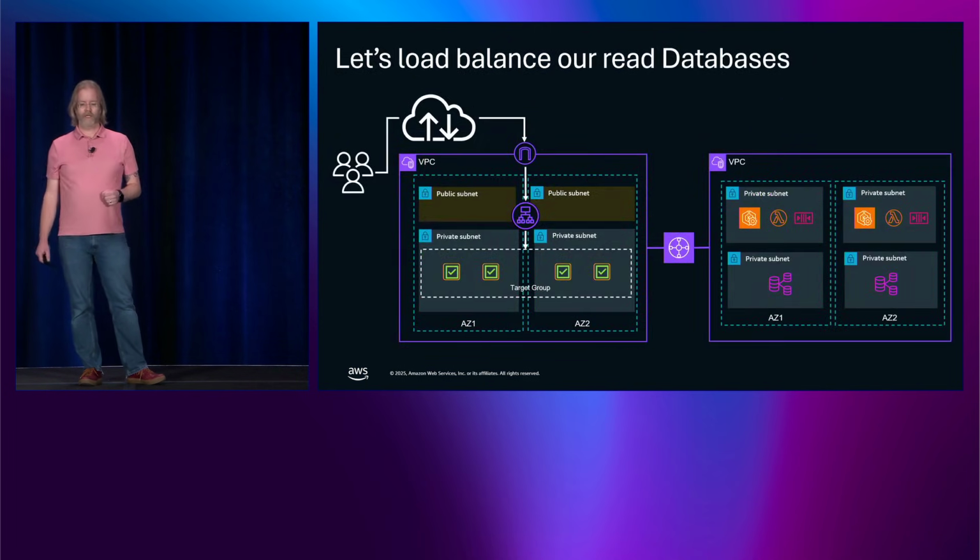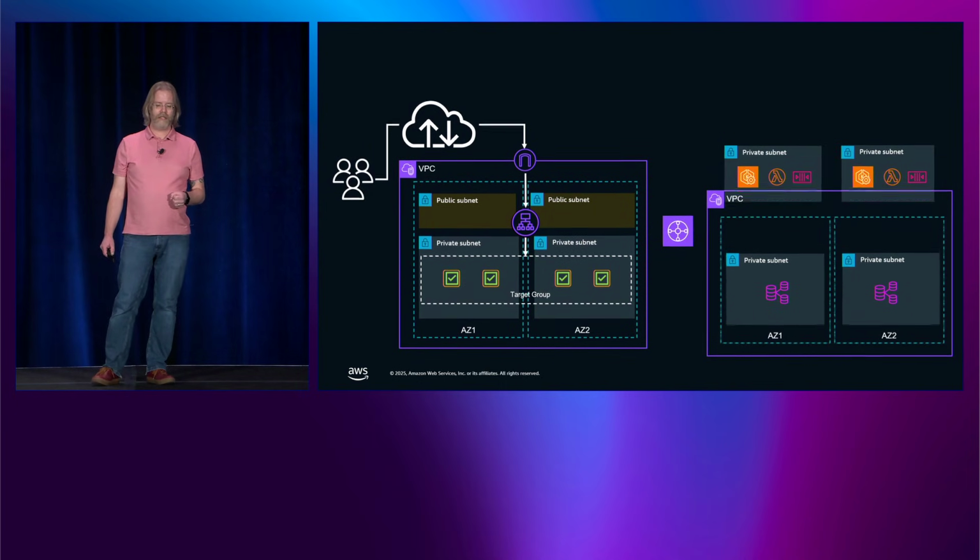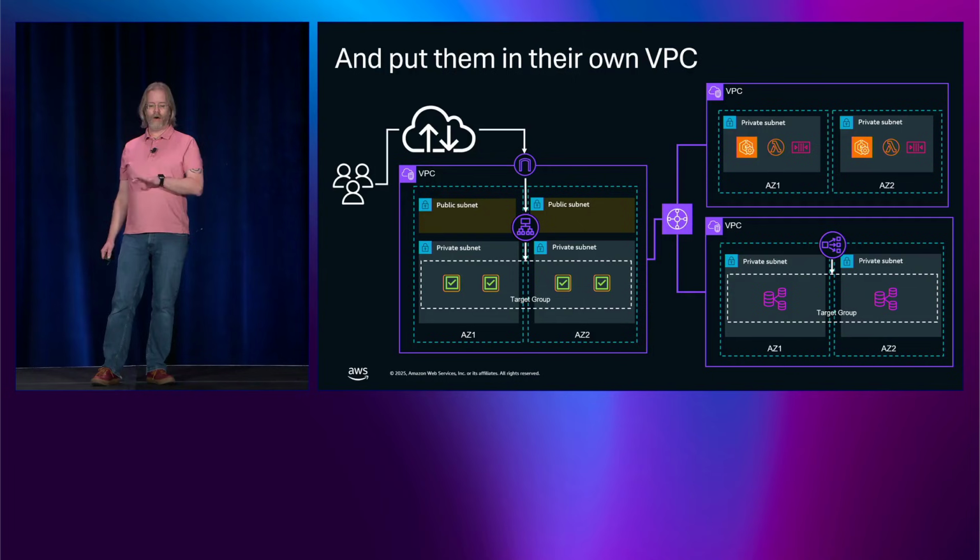As long as you can route to that IP, you can use it in your target group. So I mentioned we had read databases, right? So we're going to use our Network Load Balancer for our read databases. We're going to go ahead and slide that right in there. And now I have my own VPC.